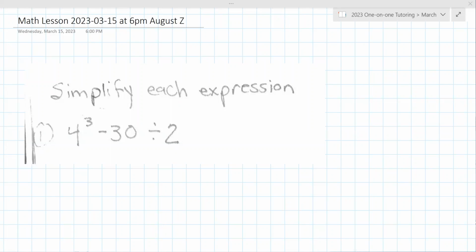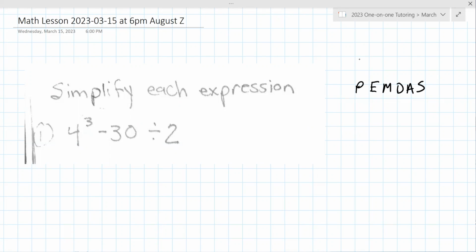It says simplify each expression. The guidance for this is PEMDAS, order of operations. You tell me, what do you do first here?